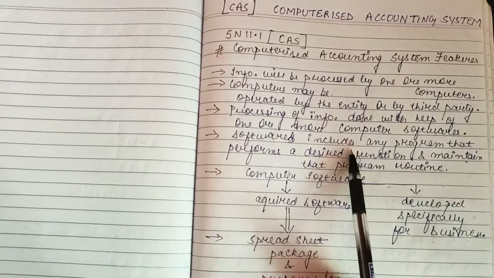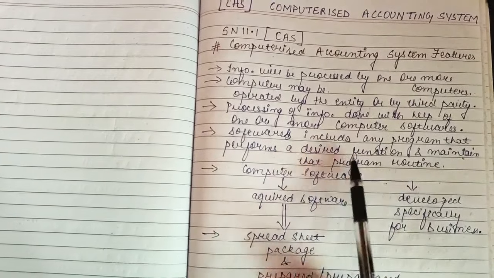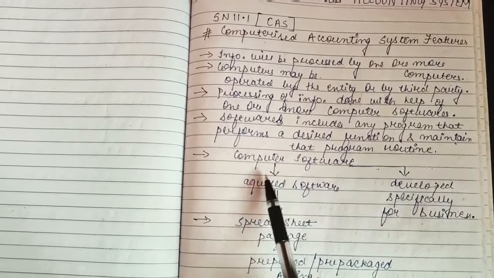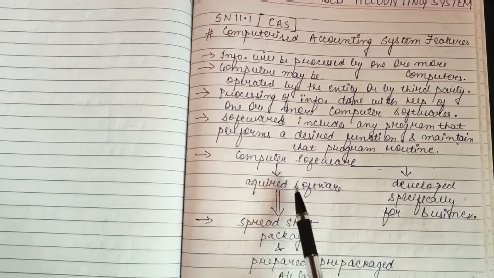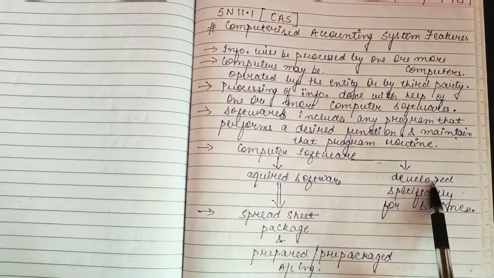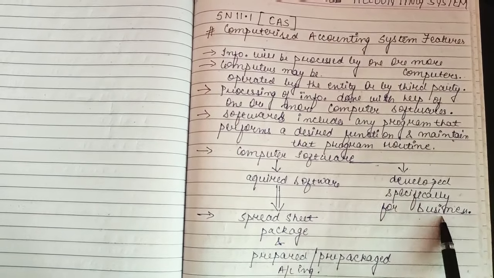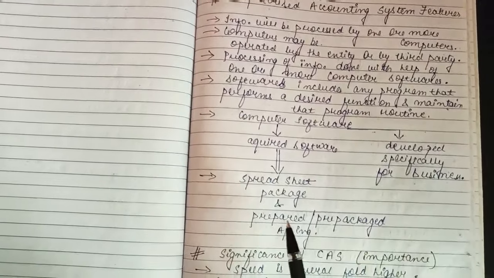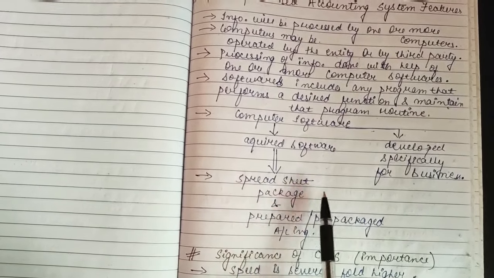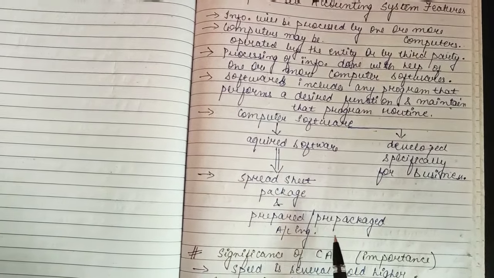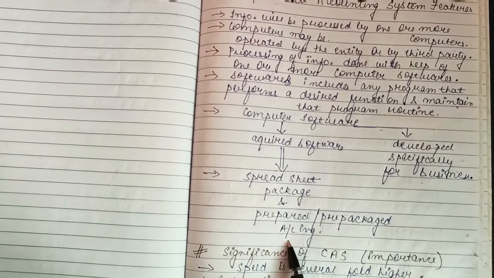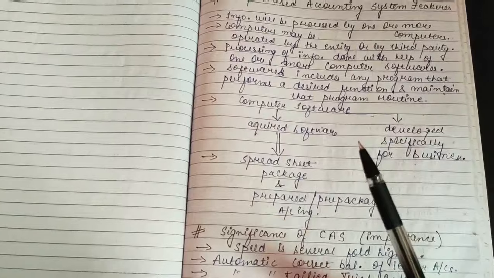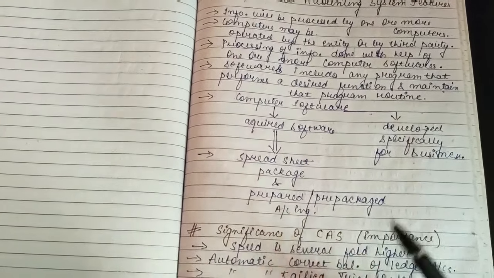Now, softwares include any program that performs a desired function and maintains that program routine. Computer software can be of two types: acquired software or developed specifically for the business. Acquired software is again of two types, that is spreadsheet package and pre-packaged or prepared accounting. Now these were some of the basic features of computerized accounting system.